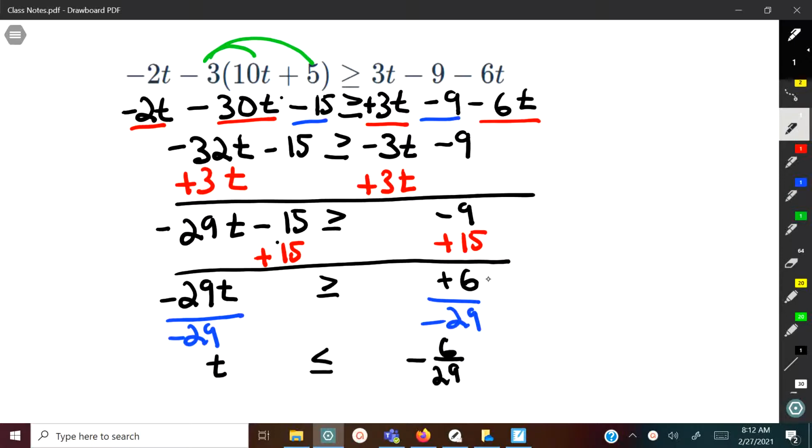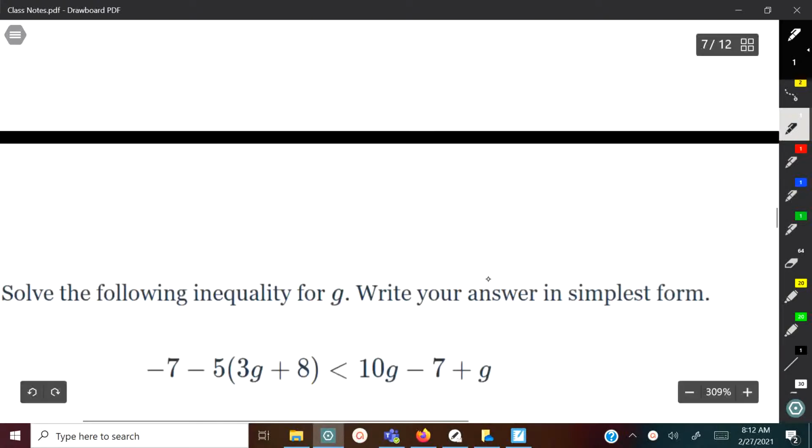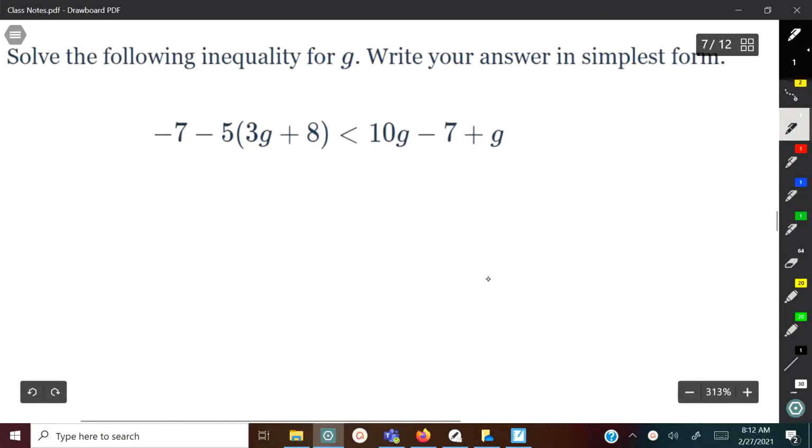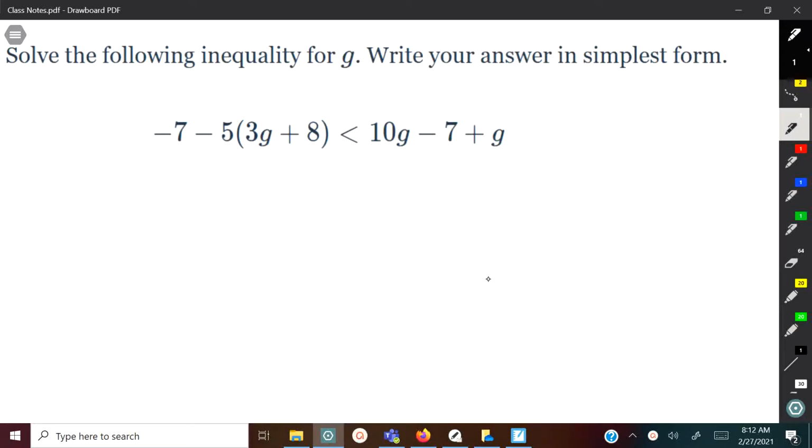Alright. Now take a look at this next problem. It's on here somewhere. There we go. And see if you can solve this one on your own. Don't forget, you want to divide. If you divide by a negative, only if you do divide by a negative, swap the inequality around.